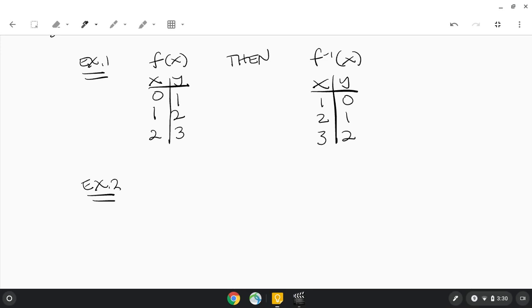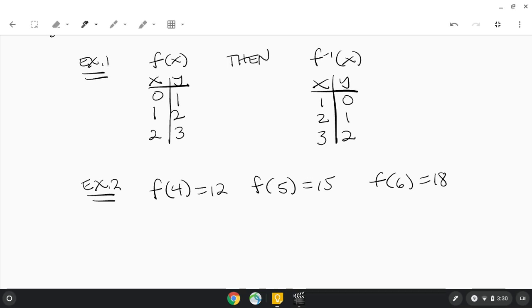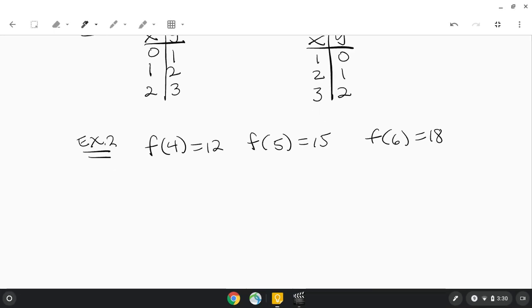Suppose that you have these values. Suppose that in your regular function, when you plug in 4, you get 12. When you plug in 5, you get 15. When you plug in 6, you get 18. Suppose those are the values you get when you use your regular function.